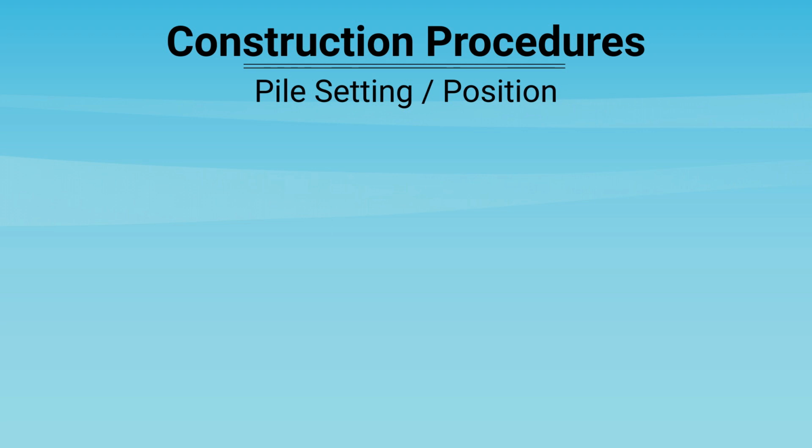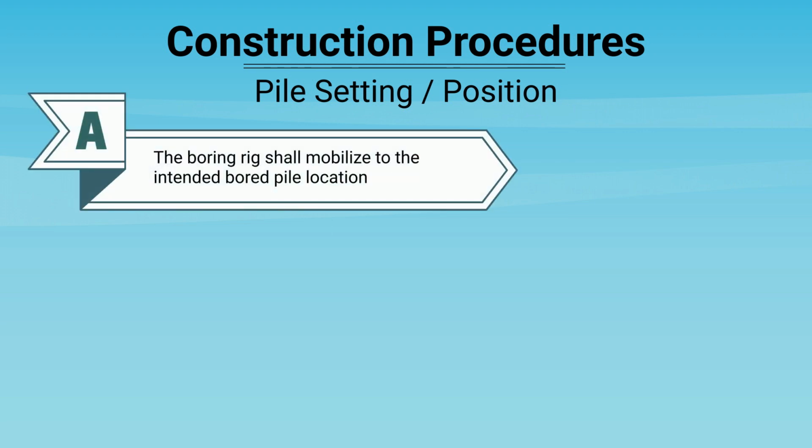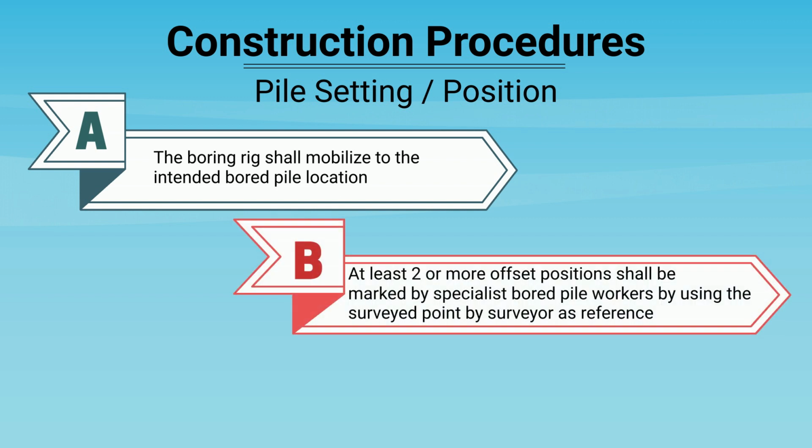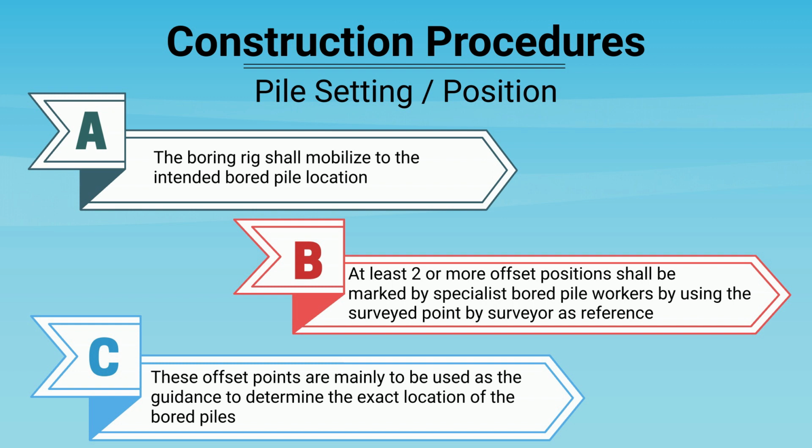Pile setting or position. The boring rig shall mobilize to the intended bored pile location. At least 2 or more offset positions shall be marked by specialist bored pile workers by using the surveyed point by surveyor as reference. These offset points are mainly to be used as the guidance to determine the exact location of the bored piles.